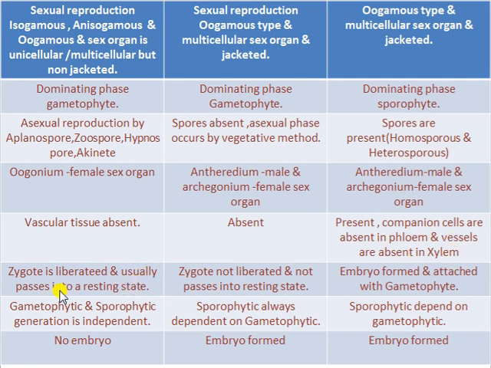Next point is zygote. In the case of thallophyta or algae, the zygote is liberated and usually passes into the resting state. That means when the zygote is formed, it is liberated outside and usually goes to the resting state. In the case of bryophytes or moss, the zygote is not liberated outside and does not pass into the resting state, it remains in active form.